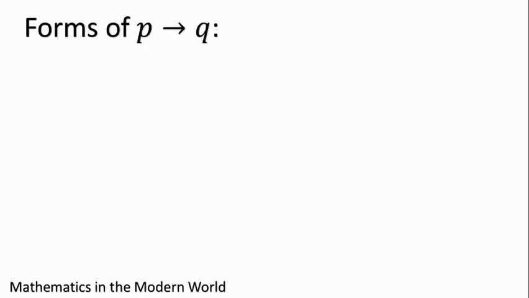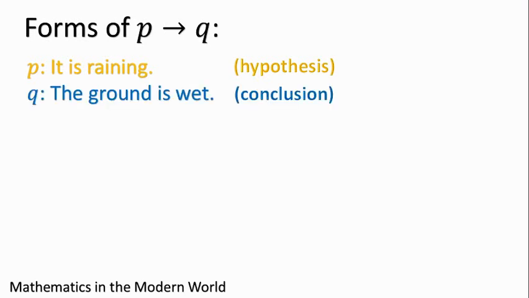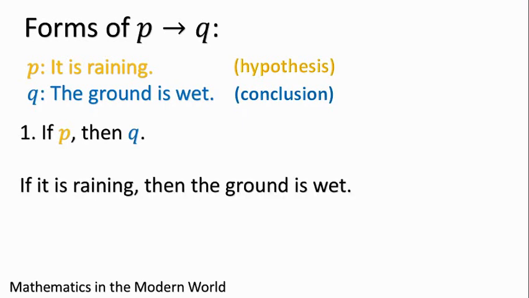So what are the forms of the conditional P arrow Q? For the purpose of this discussion, we will use the proposition "it is raining" for P, or the hypothesis, and the proposition "the ground is wet" for Q, or the conclusion. Like mentioned, the conditional can be written in the form if P then Q. When translated, we have if it is raining, then the ground is wet. Notice the positions of the hypothesis and the conclusion using this form.